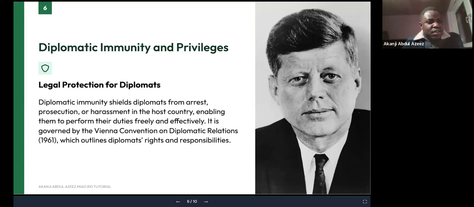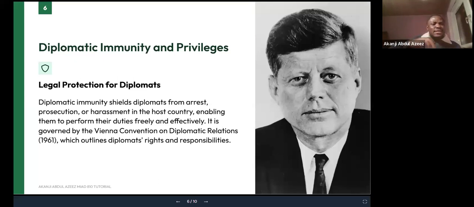You understand? So it's like a shield. From the slide, you can see we said diplomatic immunity shields diplomats. It shields diplomats from arrest, persecution, or harassment. So you might be wondering, why are diplomats so special? Why are they being protected, shielded in the host country?